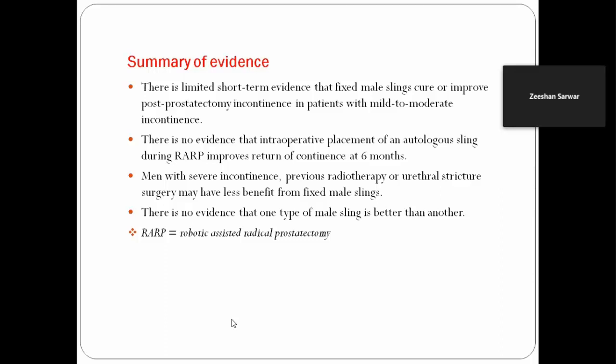There is no evidence that the intraoperative placement of an autologous sling during robotic-assisted radical prostatectomy improves return of continence after 6 months. Men with severe incontinence, previous radiotherapy or urethral stricture surgery may have less benefit from fixed male slings. There is no evidence that one type of male sling is better than another.